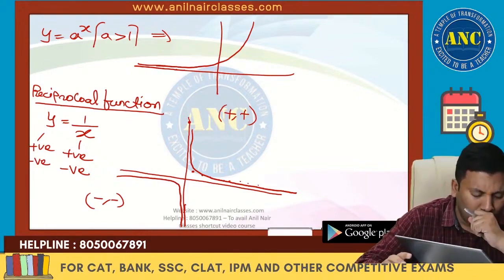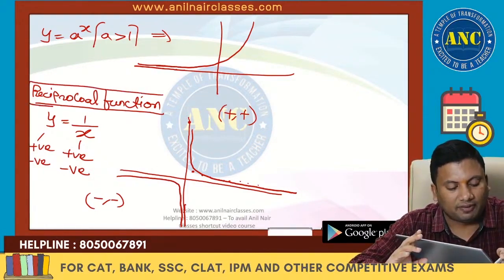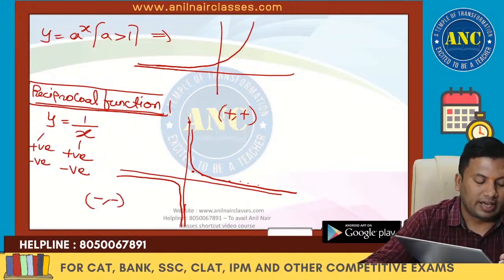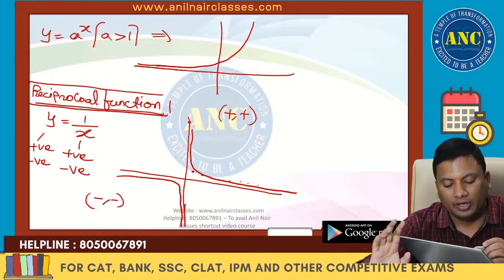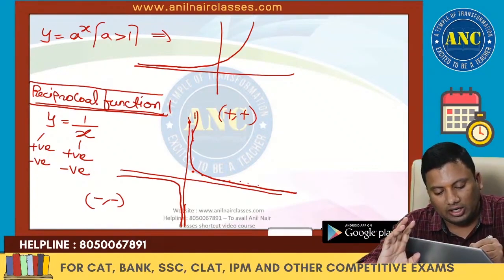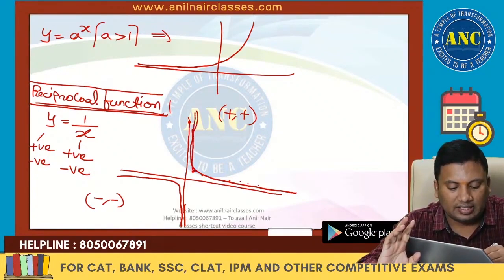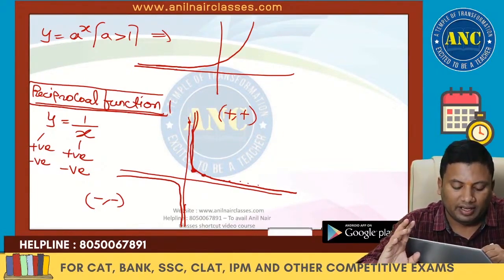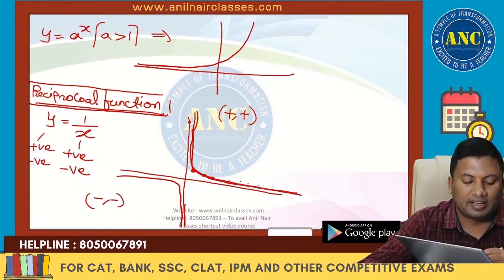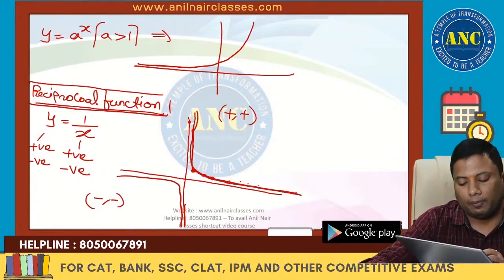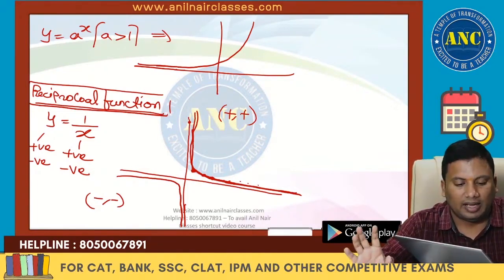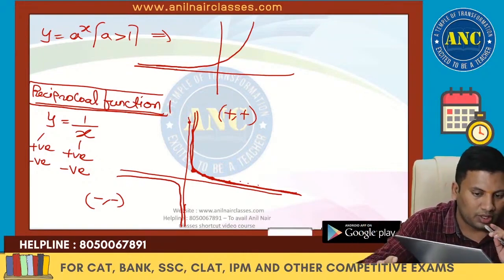This is the graph of reciprocal function. X is positive, y will be positive. X is negative, y will be negative. So x is 0, y is shooting up to infinite. X is 1, y is 1. X is 2, y will be 1 by 2, 0.5. X value it is 3. This is coming towards right. If x is 4, 1 by 4, 0.25. X is 5, 0.2. So the graph will be like this. This is the graph of the exponential function.